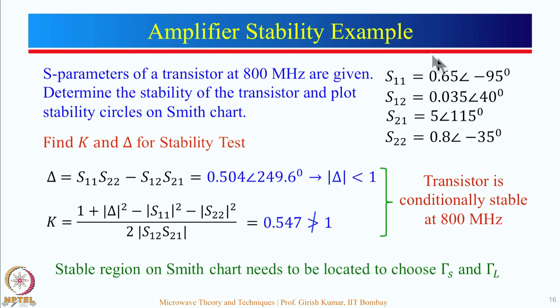So, for the given values of S parameters, what we need to do? We need to find the value of delta and K. So, delta is given by this particular expression. All these S parameter values are given.